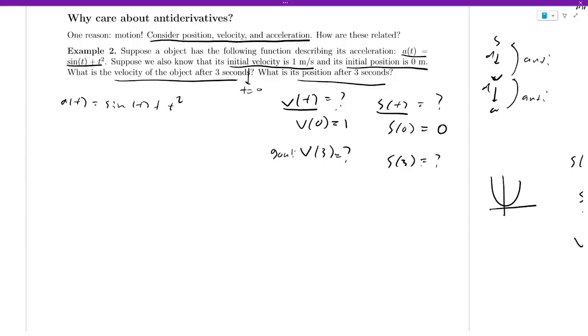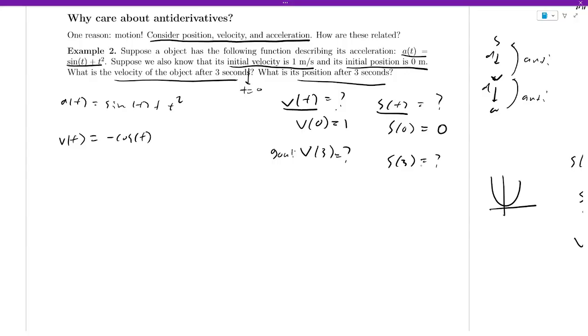So I just need to find an antiderivative of acceleration. The velocity will be an antiderivative of acceleration. So we can just write it down using the antiderivative rules that we learned before, right? What's the antiderivative of sine? Well, I know that sine goes to cosine when I take the derivative. I know that cosine goes to negative sine when I take the derivative. I know that negative cosine goes to sine when I take the derivative. So I'm going to come up with negative cosine of t.